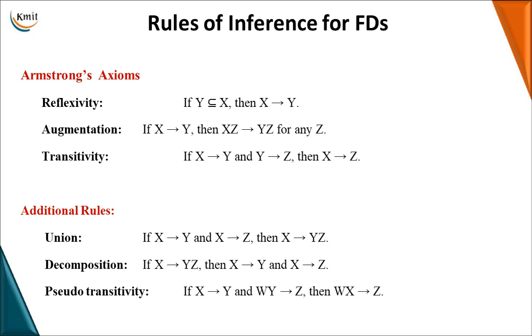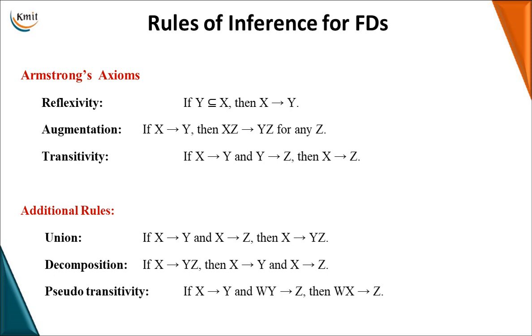There are also certain other rules. These are the basic or fundamental rules called Armstrong's axioms. There are also additional rules of union, decomposition and pseudo-transitivity. Union: if X determines Y and also X determines Z, then X can combinedly determine Y and Z. Y and Z can be determined by X because of the rule of union. Decomposition: if X determines YZ, then I can split it as X determines Y, X determines Z.